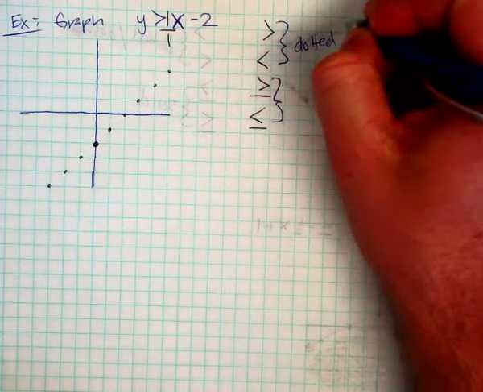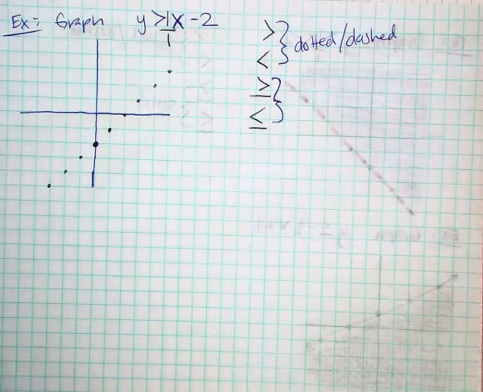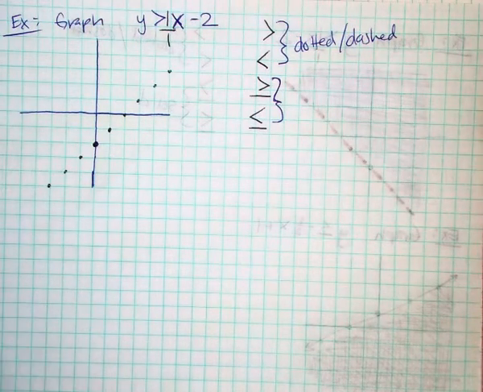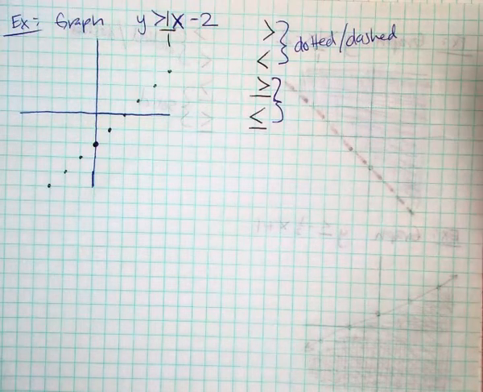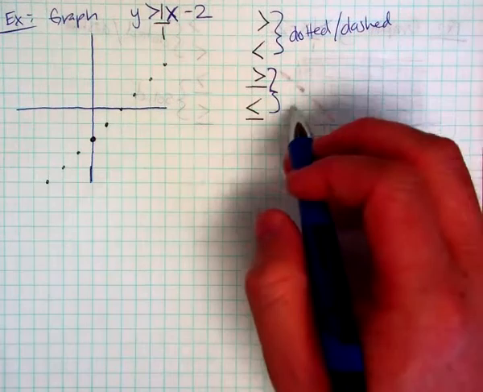So go ahead and write dotted/dashed. I don't care if you want to call it dotted or you want to call it dashed, but a dotted or dashed line, that's what we use to represent that it's not actually there, even though we're looking at it. And then for the other one, the other would be, any guesses?